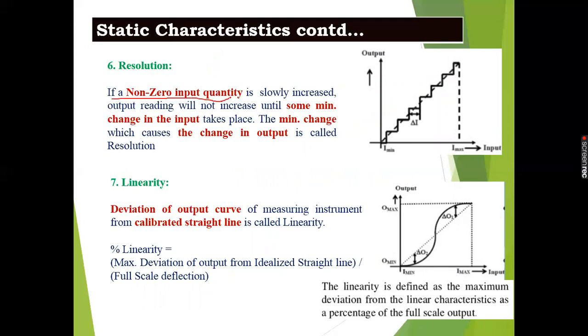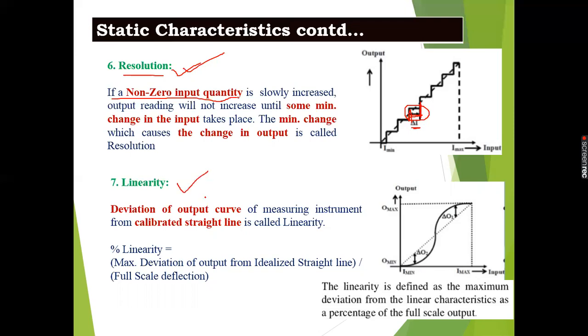If a non-zero input quantity is slowly increased, the output reading will not increase until some minimum change in the input takes place. Resolution can be explained while we are doing the particular process. You are in this position, and unless you apply a minimum change in input, we won't get output. That's why it is called resolution. A non-zero input quantity is slowly increased, and the output reading will not increase until some minimum value of input change is applied. That minimum value is called resolution.